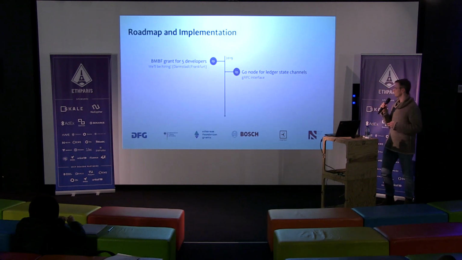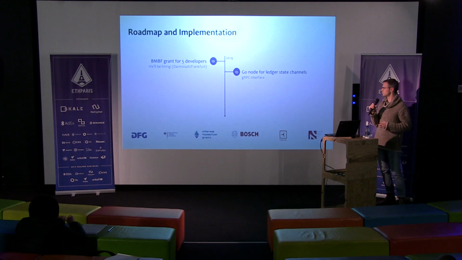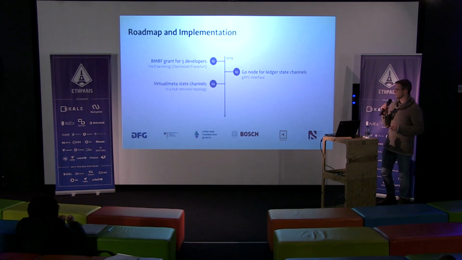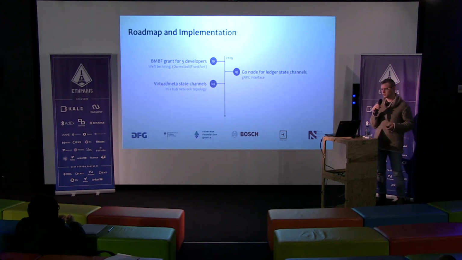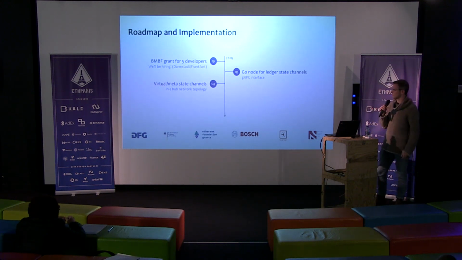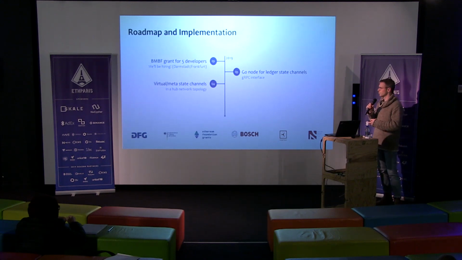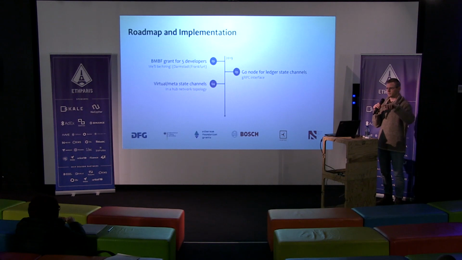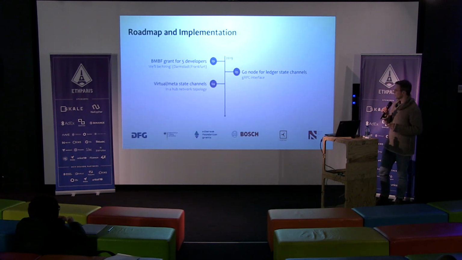Yes, the first goal is a Go node for ledger state channels. It should have a gRPC interface. Then we'll follow with virtual channels. It's also called meta channels, as you will hear from Liam in the talk in 1 hour on Counterfactual. This should then work in a hub network. If you remember the slide before with Ingrid in the middle, this is kind of a hub. So you have many users connected to the hub, and then over the hub you can open a virtual channel.